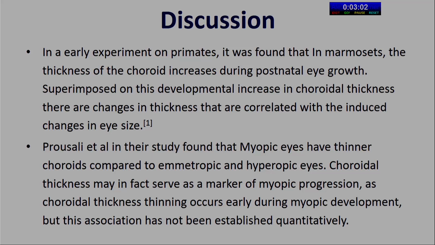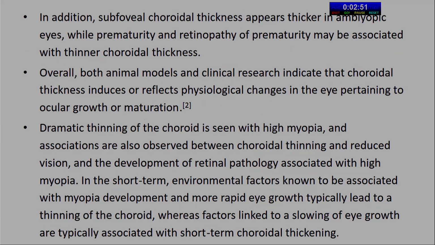The study found that myopic eyes have thinner choroids compared to emmetropic and hypermetropic eyes. Choroidal thickness may in fact serve as a marker for myopic progression, as choroidal thinning occurs early during myopic development, but this association has not been established quantitatively. In addition, the subfoveal choroidal thickness appears thicker in amblyopic eyes, while prematurity and retinopathy of prematurity may be associated with thinner choroidal thickness.